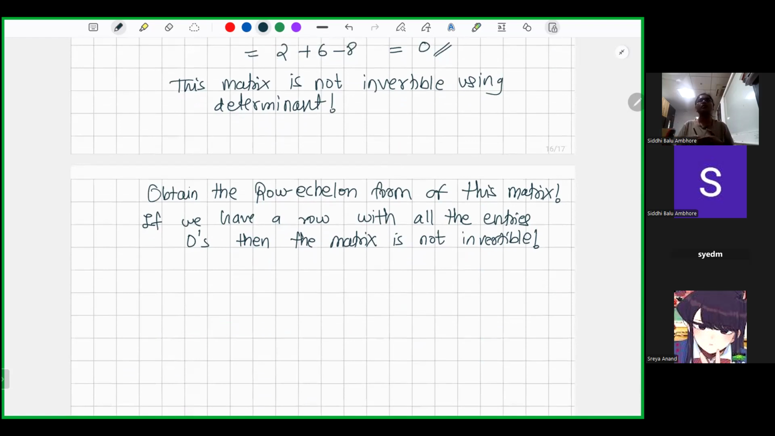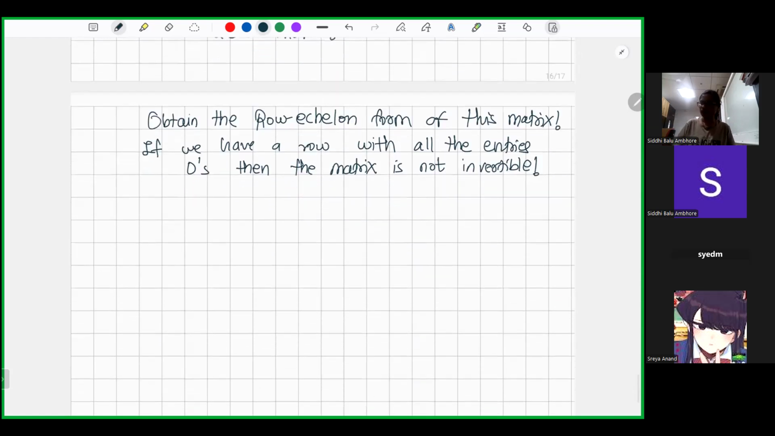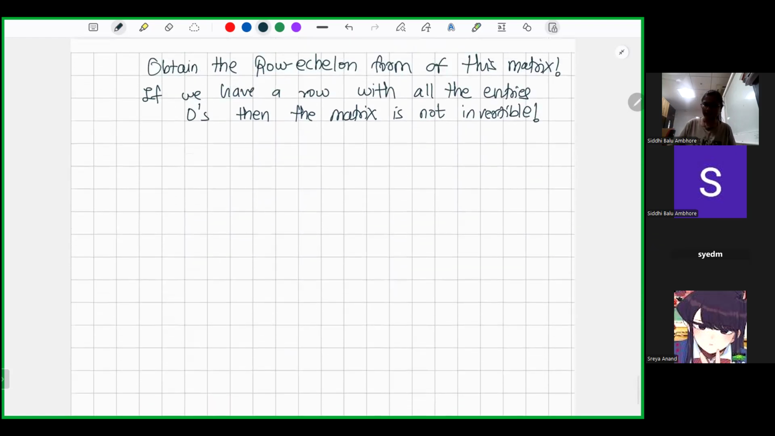Check whether all the rows remain non-zero rows in row echelon form. Then the matrix is invertible. If we get even a single row with zero entries, we are done. The matrix will not be invertible. And quickly we will do one more question of similar kind.